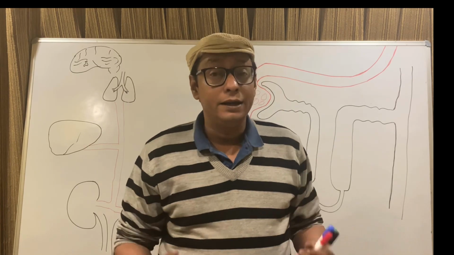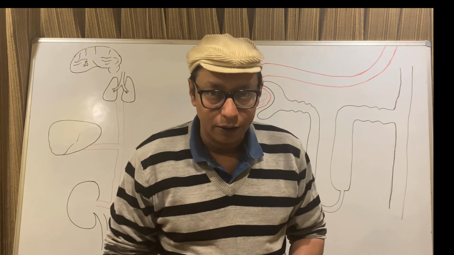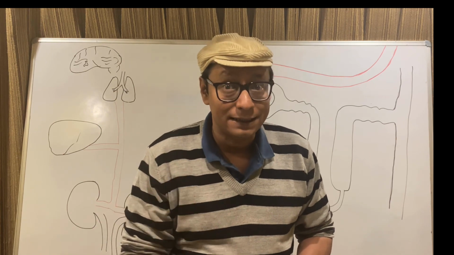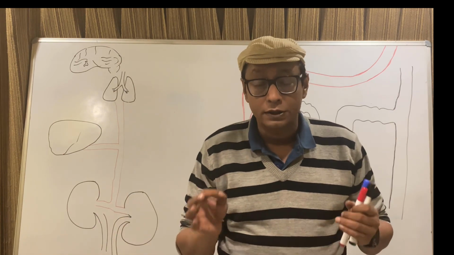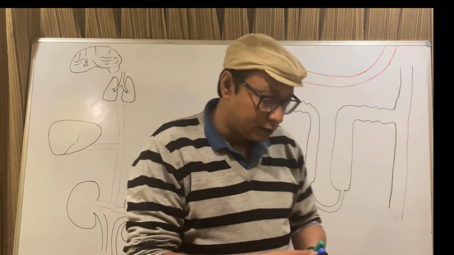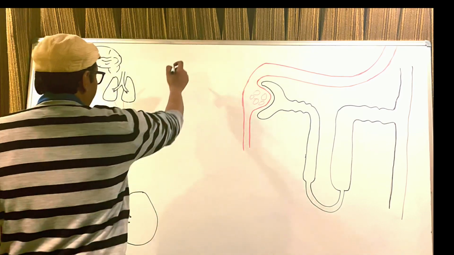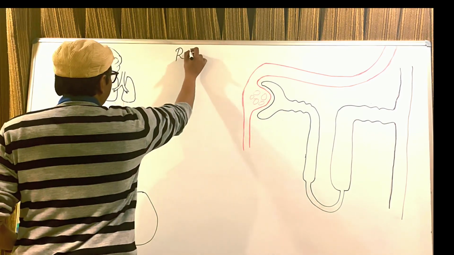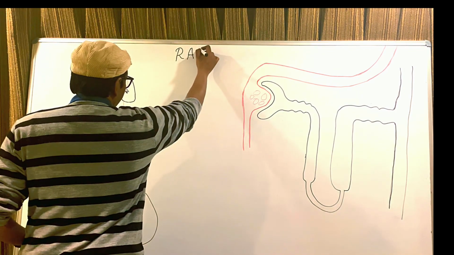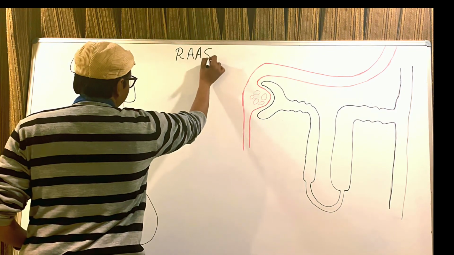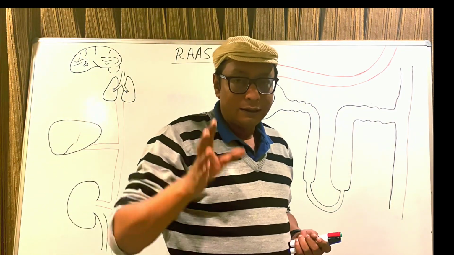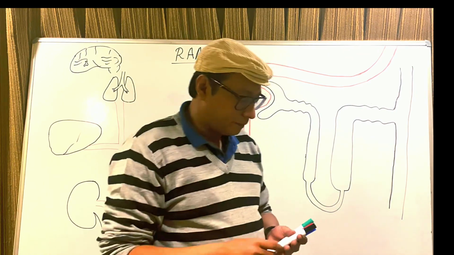Whenever there is a drop in blood pressure, the renin-angiotensin-aldosterone system is activated, which is abbreviated as RAAS. What does RAAS mean? R for renin, angiotensin, aldosterone system. This system gets activated whenever there's a drop in the blood pressure.